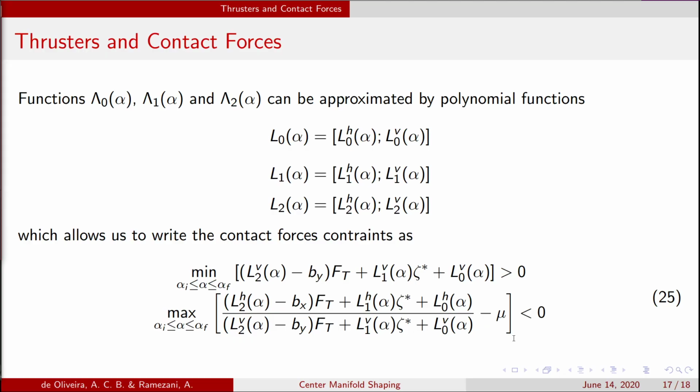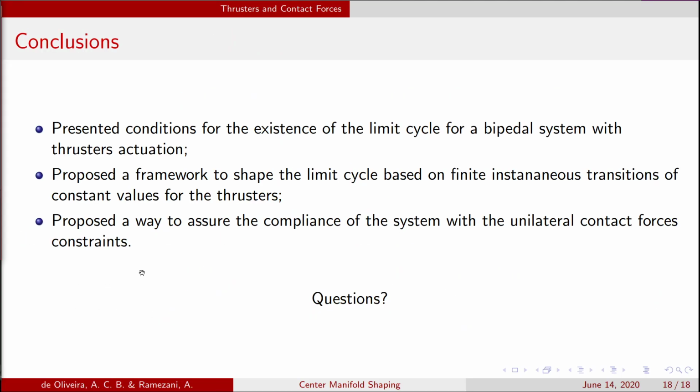So to recap the results presented in this paper, we first studied under which conditions the existence of the limit cycle is affected by the thrusters. And then after that, we successfully proposed a framework that can be used to shape the limit cycle based on infinite instantaneous transitions for the thrusters. And finally, we showed how this can be accomplished while still complying with the unilateral ground contact forces constraints.